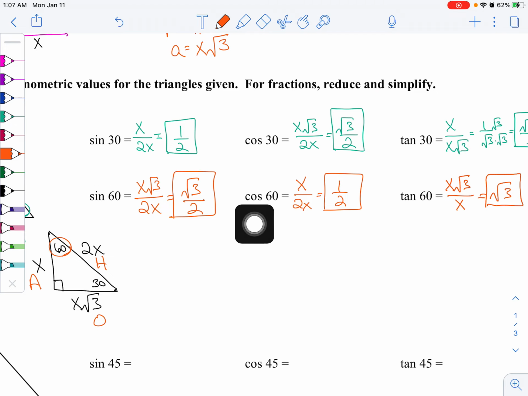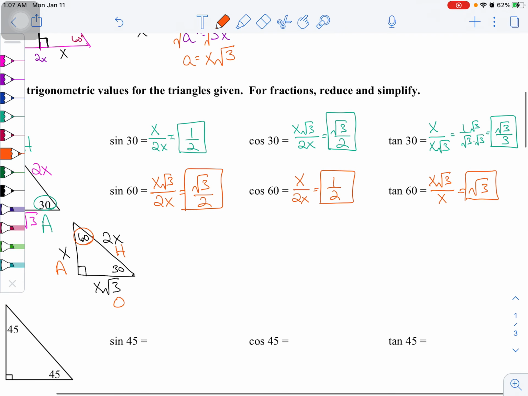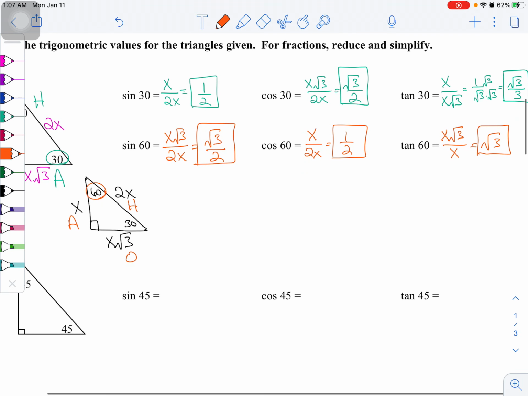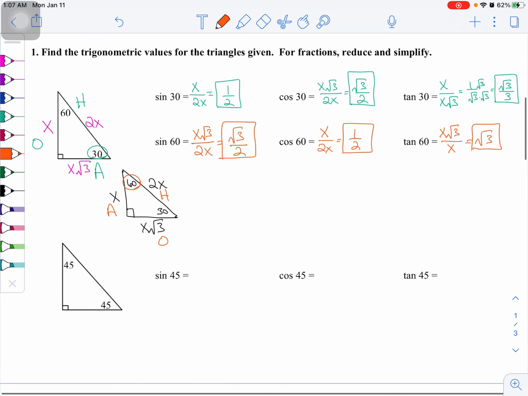One thing you might notice, and maybe you notice, maybe you don't, the sine of 30 is the exact same thing as the cosine of 60. The cosine of 30 is the exact same thing as the sine of 60. They're considered complementary angles to each other. And so the complements are the other trig functions. So it's kind of weird, but it always works that way. So we now have the 30-60-90 done.